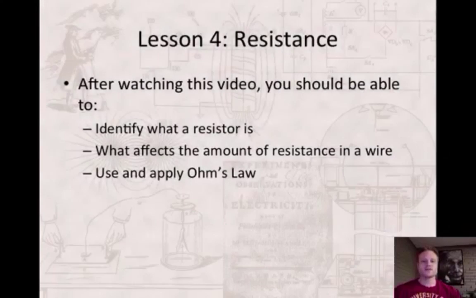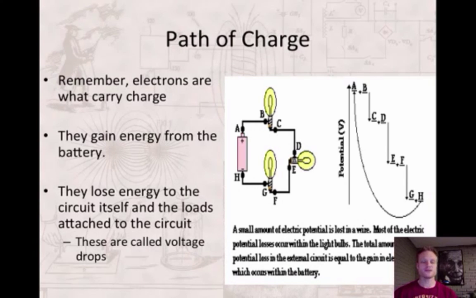In today's video, we'll be talking about resistance. After watching this video, you should be able to tell me what a resistor is, tell me what affects the amount of resistance in a wire, and use and apply Ohm's law, which is going to be a very important formula and law that we're going to be using throughout the rest of this electricity unit. So make sure you get that down. So let's get right into it.